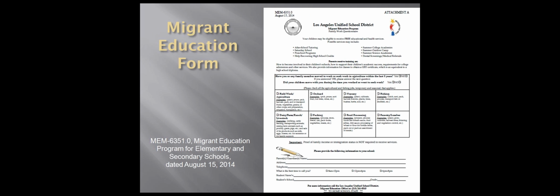The Migrant Education Form identifies students whose family members living in the home has moved to work or to seek work in agriculture within the last 3 years. If any boxes are checked, the child may qualify for additional resources, and you should fax the form to the number listed at the bottom of the document.